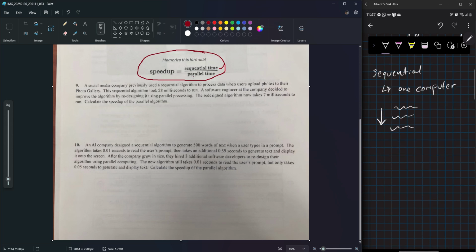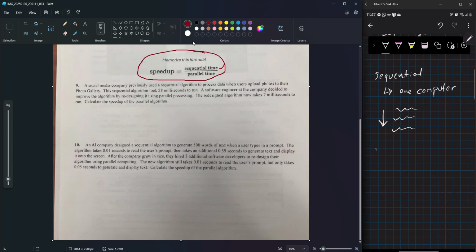And then you have parallel. So parallel means you have multiple computers. So you have a computer doing this, but at the same time you have another computer doing this other thing. So you have two computers running at the same time, while sequential uses only one computer.